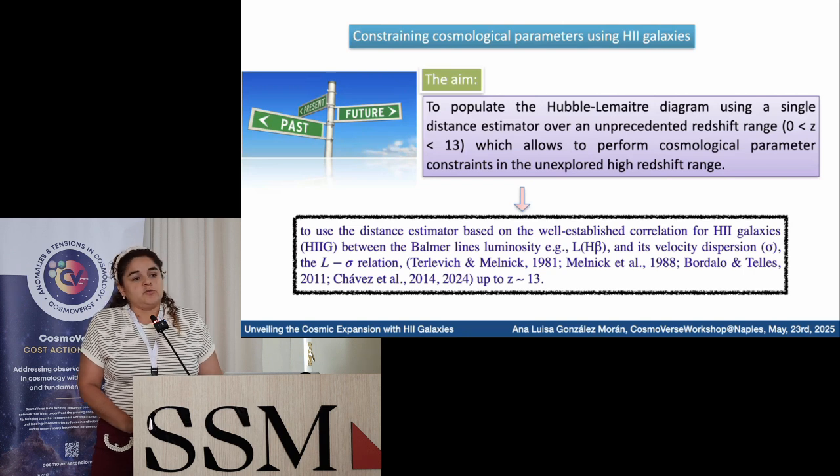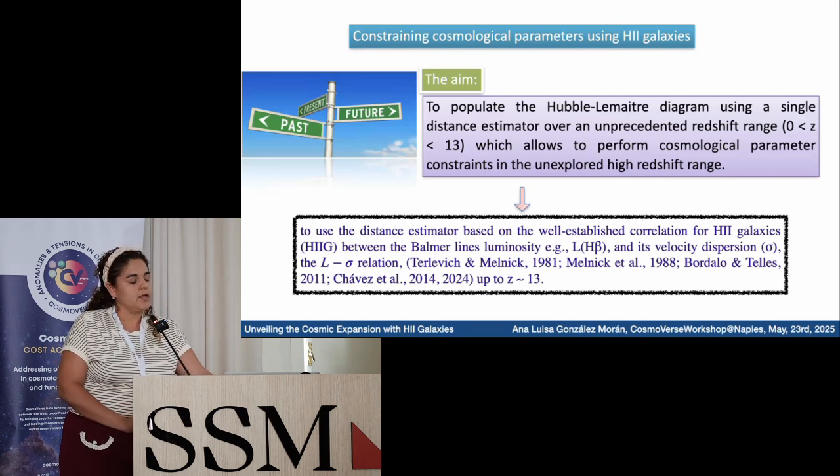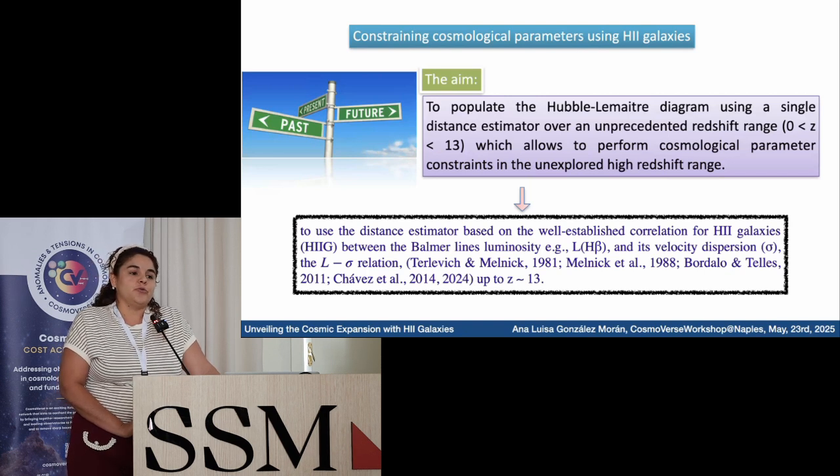Right now, thanks to the James Webb Space Telescope, we can constrain cosmological parameters using H2 galaxies up to redshift 13. And to do that, we have to use a correlation that we call the L-sigma relation, which correlates the Balmer line luminosity of the emission lines, typically the H beta emission line, but you can use H alpha if you want, with its velocity dispersion.